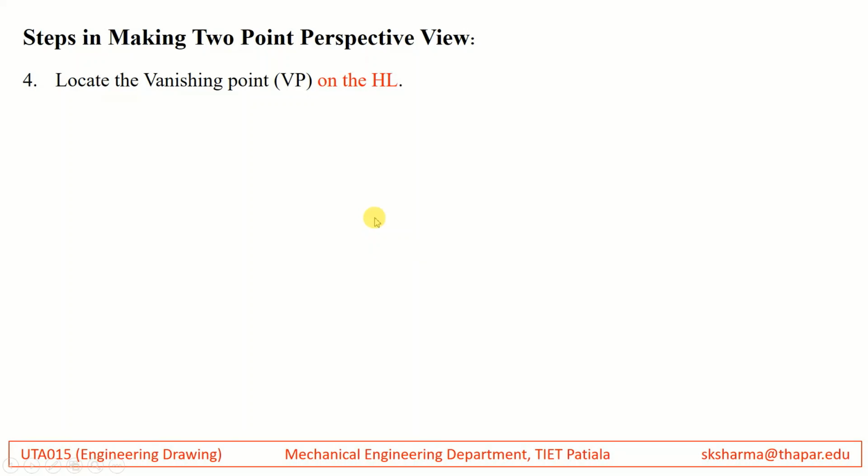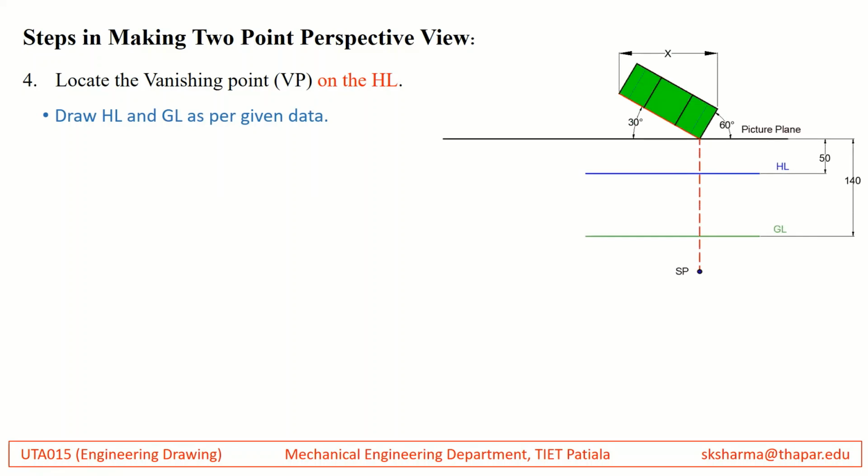The next step is to identify the vanishing points, and we already know that the vanishing points always lie on the horizon line, and in this case you will be finding the two vanishing points, the left vanishing point and the right vanishing point. Now the first step to locate the vanishing point is that we draw the horizon line and the ground line as per the given data. Like in this case, the horizon line is given to be 50 mm from the picture plane, and the ground line is given to be 140 millimeters from the picture plane. So we just draw these two lines.